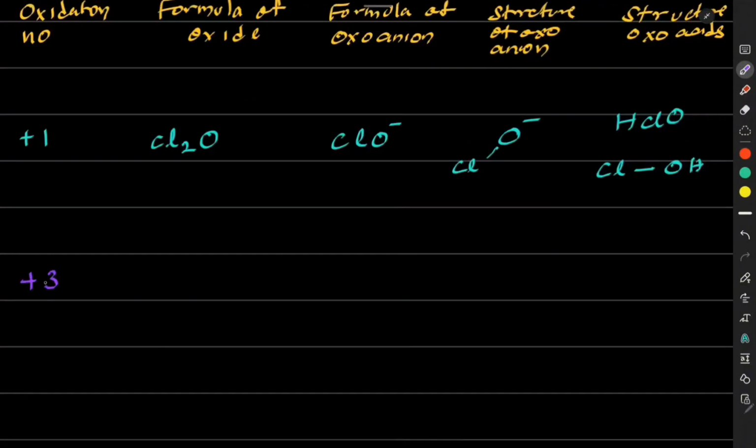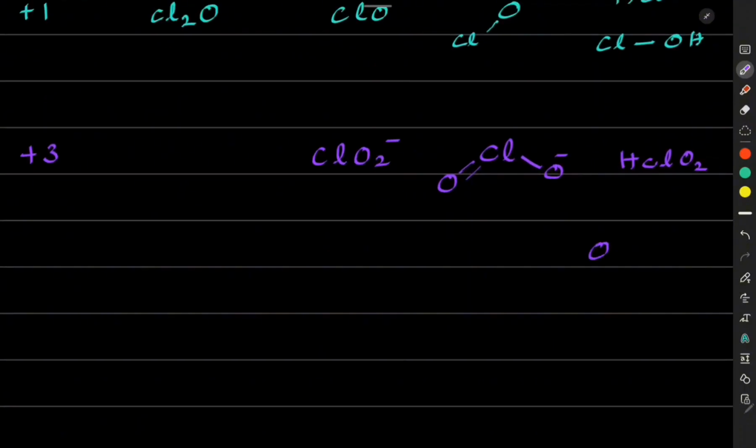Now let's look at the +3 oxidation state. The formula of the oxo anion is ClO2 minus. This is the structure of the oxo anion. Let's draw the structure of the oxo acid. The formula of the oxo acid is HClO2, and the structure is OClOH.